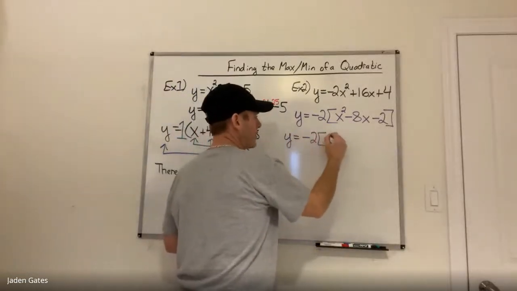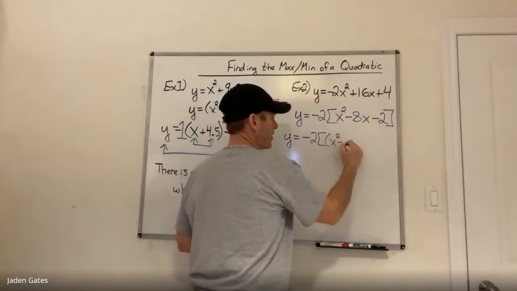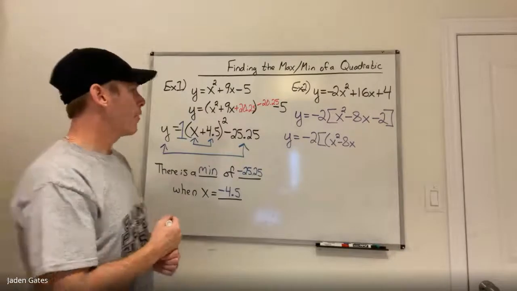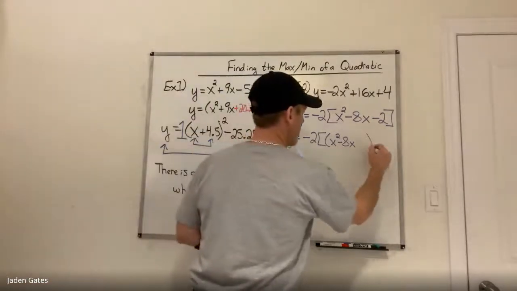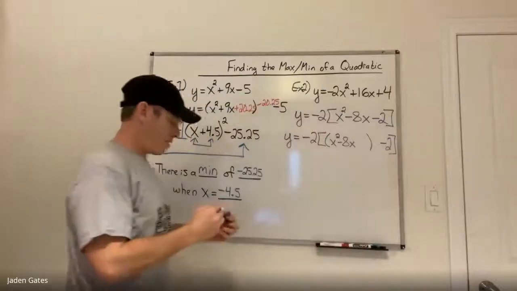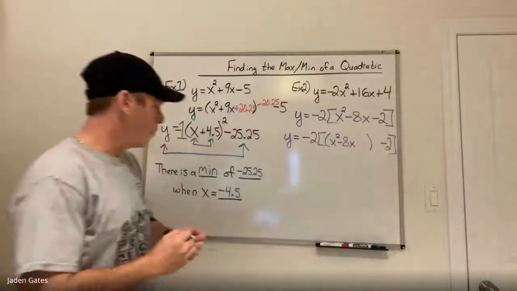All right, so that means I'm going to put my x squared minus 8x in my round brackets. I need my magic number here, and then I've got this -2 over here.